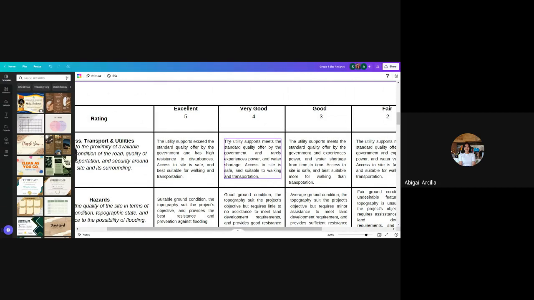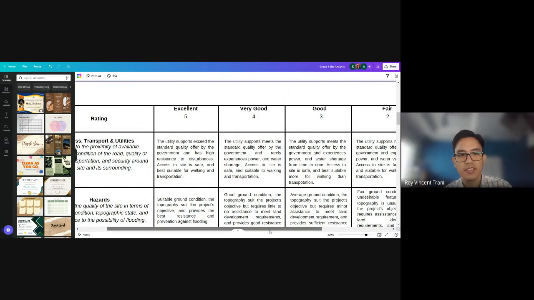Excellent means the utility support exceeds the standard quality offered by the government and has high resistance to disturbances. Access to the site is safe and best suited for walking and transportation. While very good is when the utility support meets the standard quality offered by the government and rarely experiences power and water shortage. Access to the site is safe and suitable for walking and transportation.